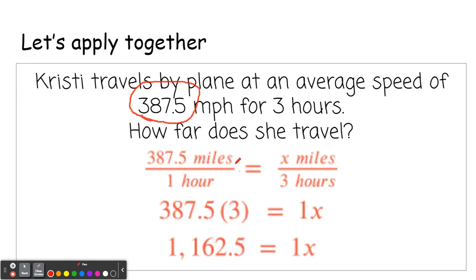So like here, what I'm going to do is cross multiply. So I'm going to do 387.5 times 3, which is what I have right here. And then I'm going to do 1 times x, which is what I have here. When I do 387.5 times 3, I get 1,162.5 miles, which equals 1x, or which equals x. So we're saying we would travel 1,162.5 miles.